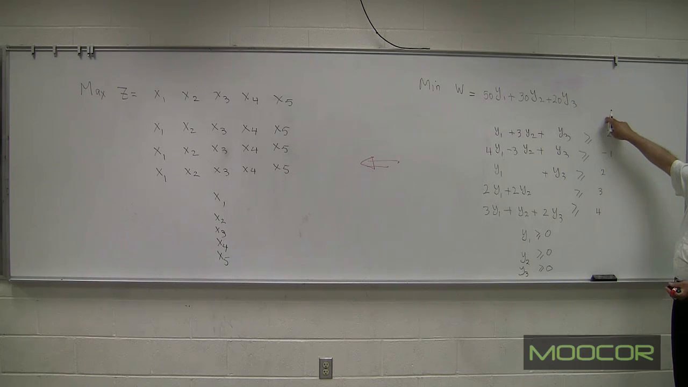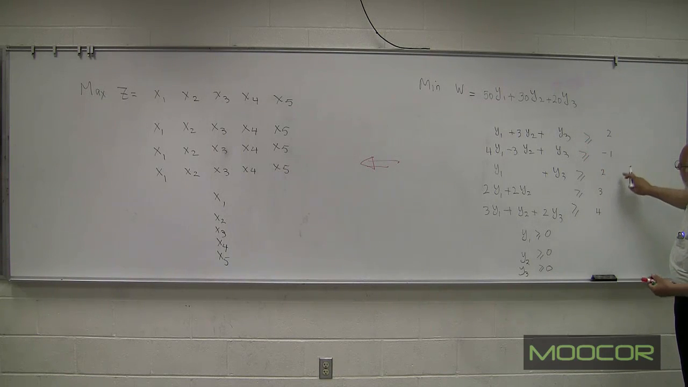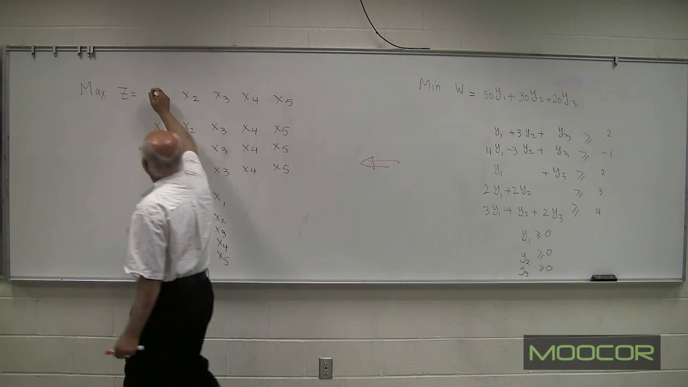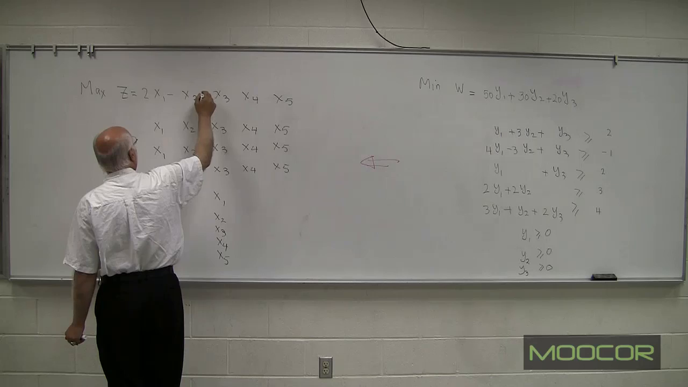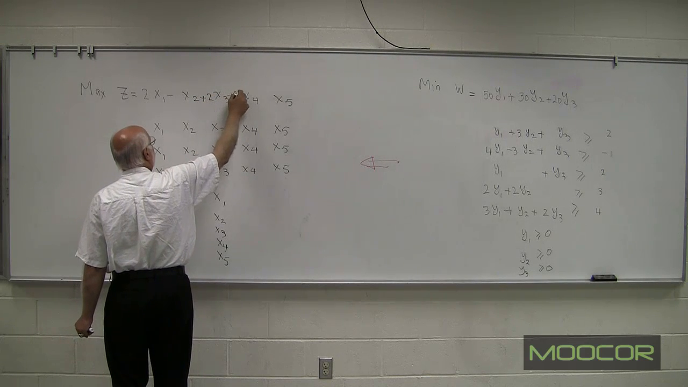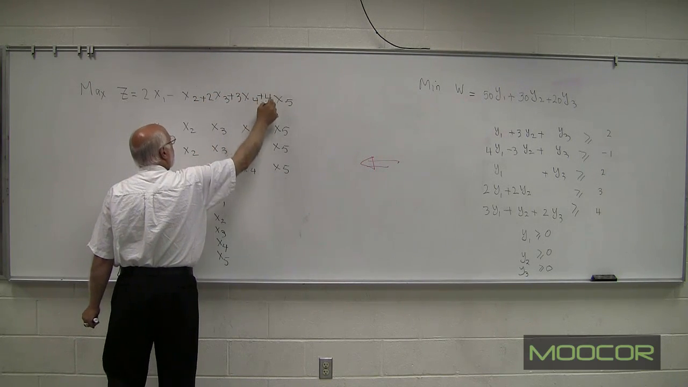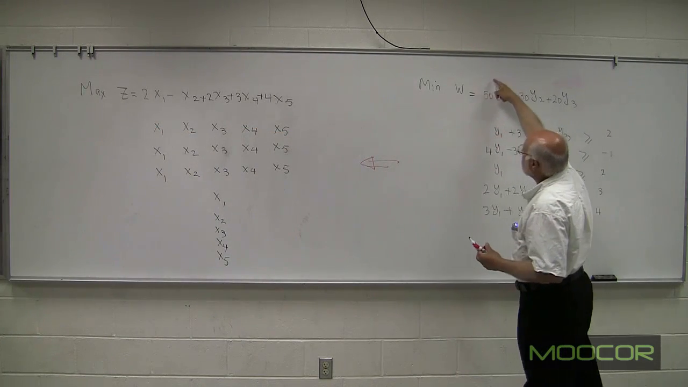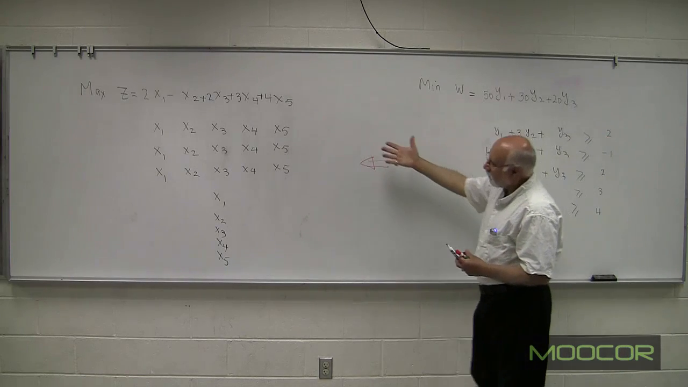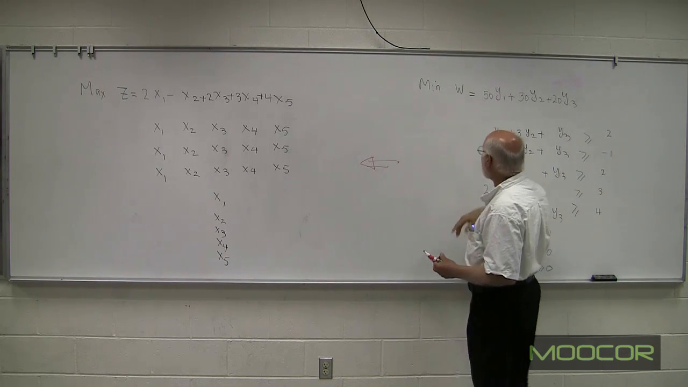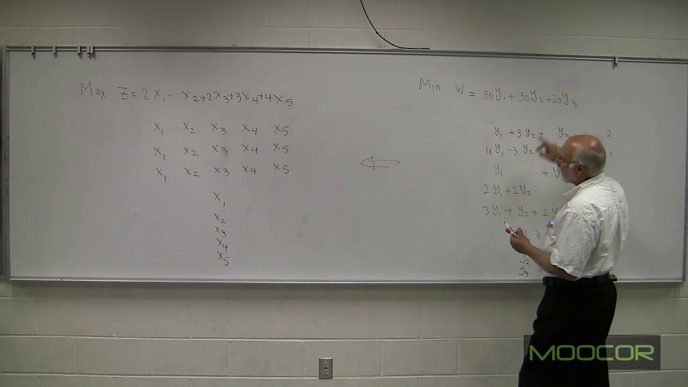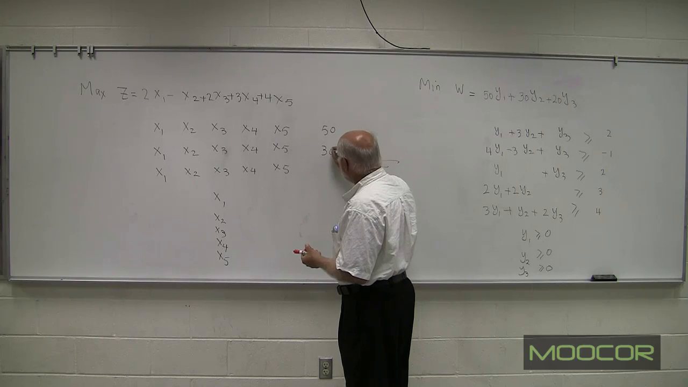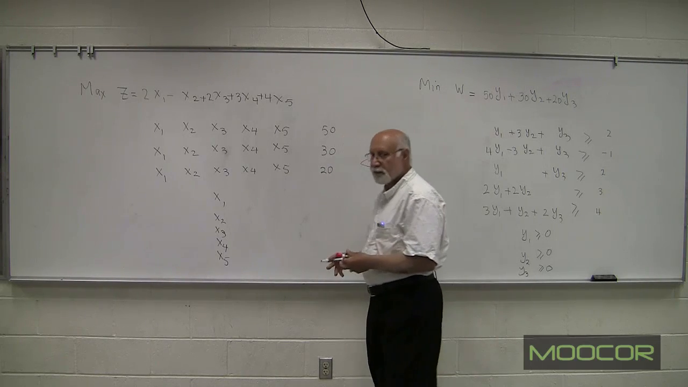b vector in here becomes the c vector there. So 2 minus 1, 2, 3, and 4. The coefficients of c in here become b for this problem. So 50, 30, and 20.